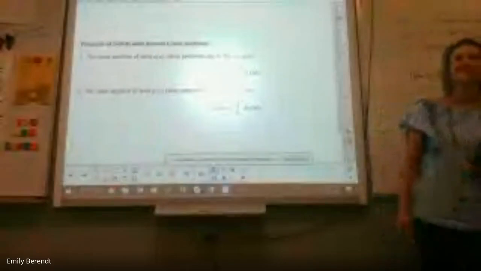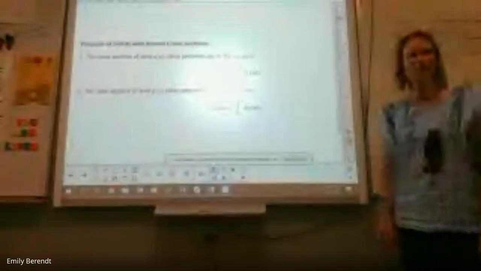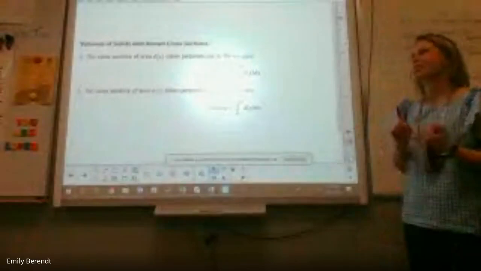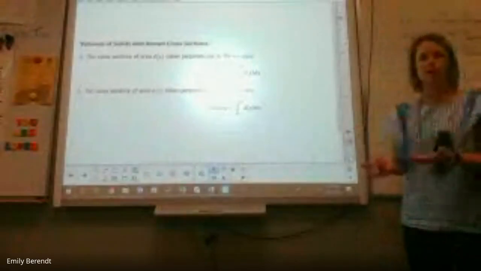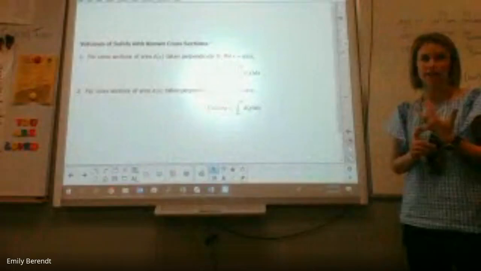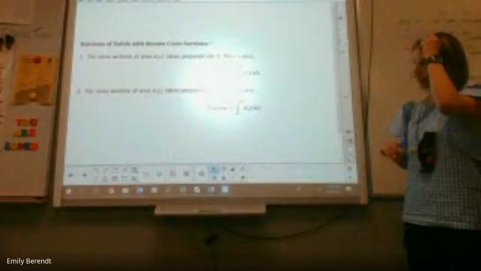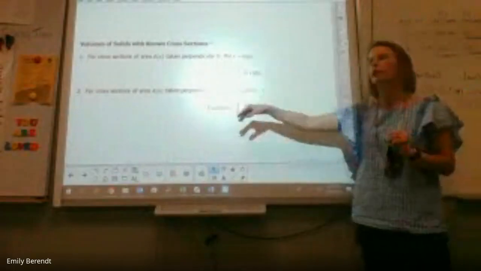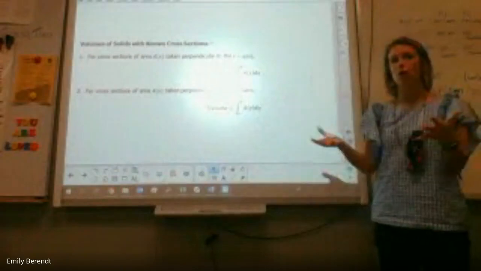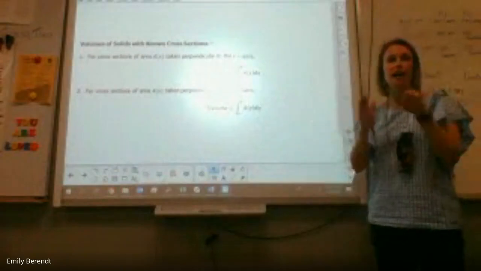All right. So volumes of solids with known cross sections. If you're taking it, make sure you read carefully on the problems. You're either going to be taking them perpendicular to the x-axis or perpendicular to the y-axis. If it's perpendicular to the x-axis, we're going to have the bounds a to b, and then times A of x dx.